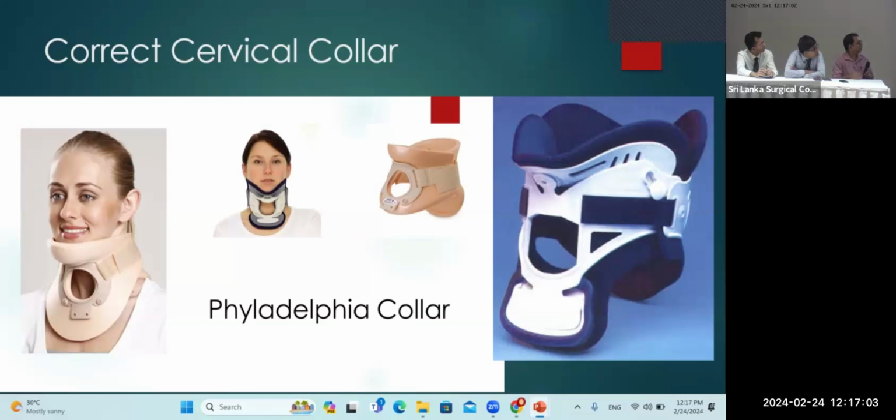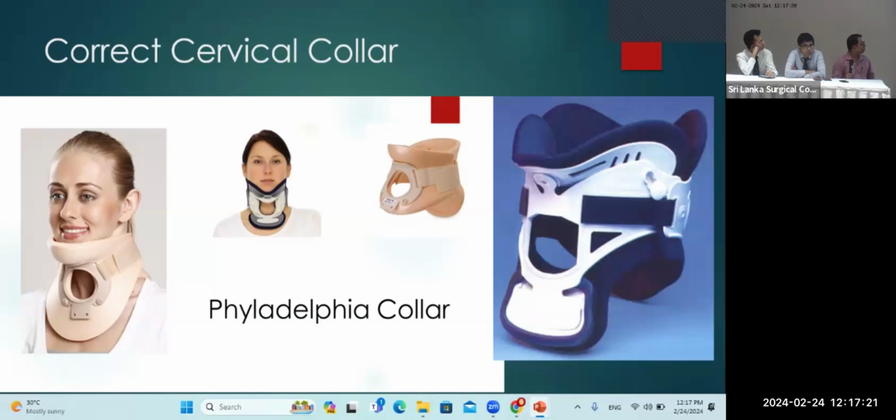Otherwise, sometimes people put it upside down, so the posterior part is not placed correctly. It has to support the skull and come down to the thorax, to the cervicothoracic junction from behind.